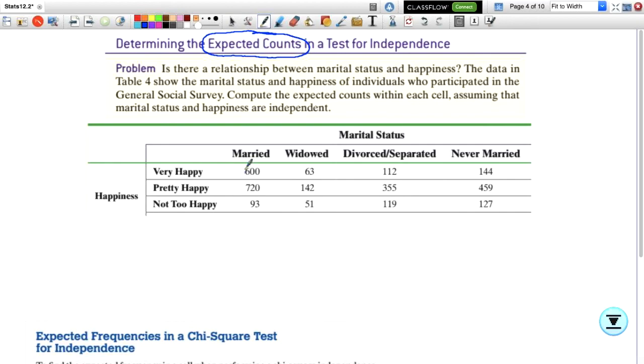So our first step to figure out our expected counts, again, this is a pretty involved process, is to find our marginal frequencies. And then from our marginal frequencies, we're going to do our relative marginal frequencies. So we'd start by adding all four of these up. So 600 plus 63 plus 112 plus 144. And that's going to give us 919. In fact, I've already totaled these up for you folks. The next one is going to be 1,676.